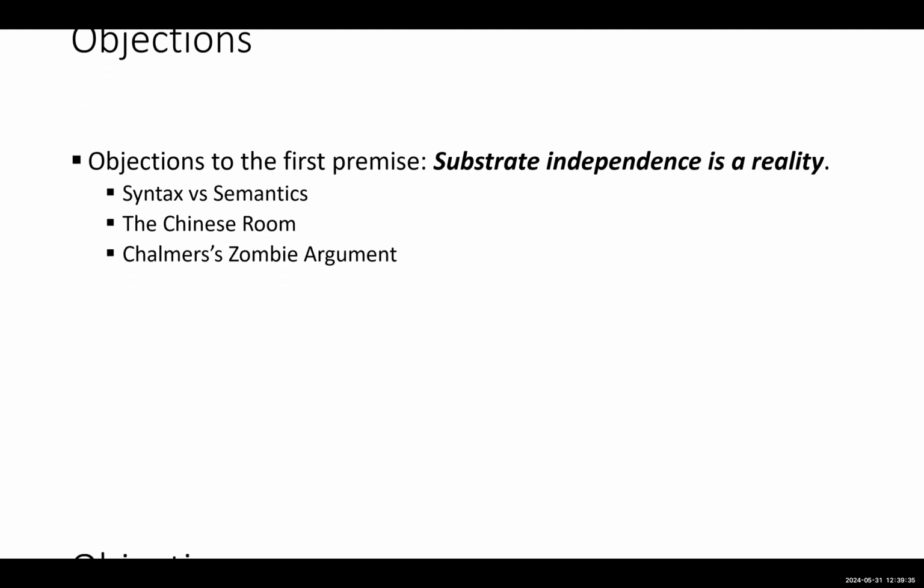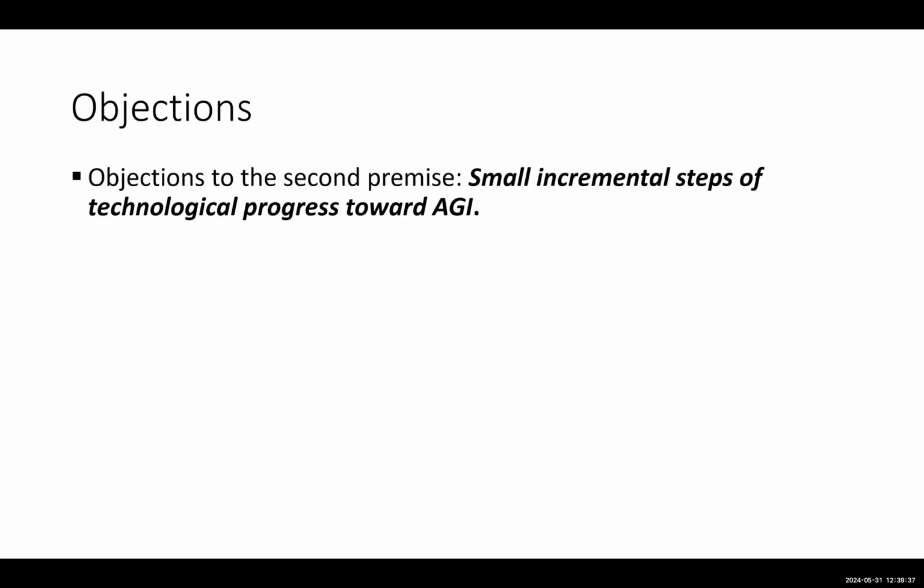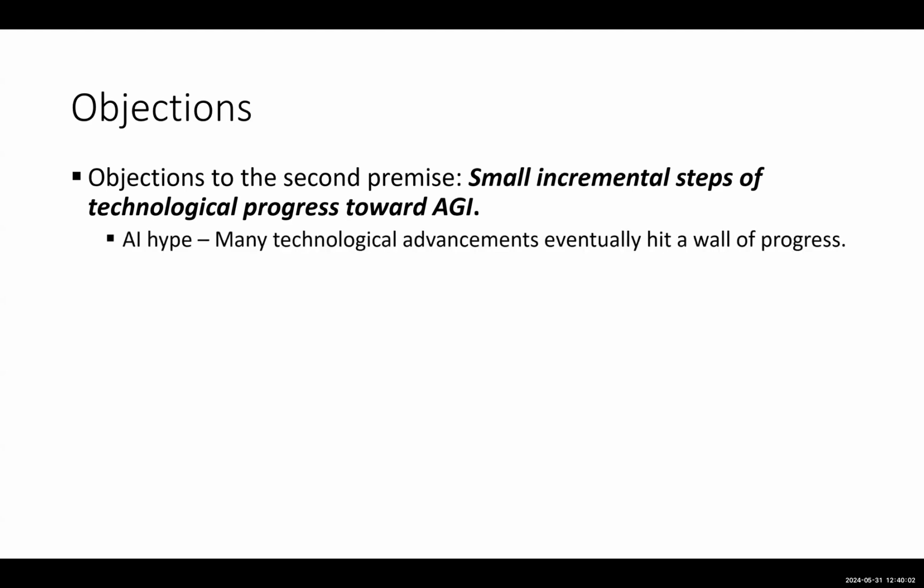But what about the second premise? Let's look at that premise. The second premise, remember, says that small incremental steps of technological progress towards AGI are occurring, right? We're simply moving in incremental steps towards the reality of one day having this artificial general intelligence. Why might we reject that premise? Well, one reason to reject it is because there are lots of different technological advancements in the past that hit a wall of progress. So why should we think that AI is going to be any different?